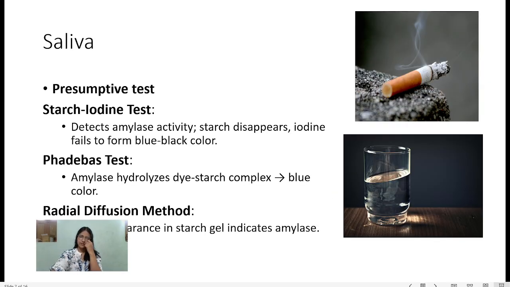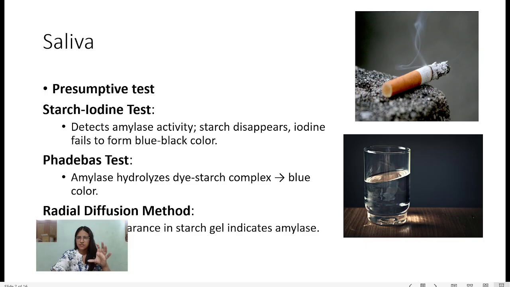Next body fluid is saliva. Saliva, as you see in the pictures, is actually most important evidence where cigarette butts or a glass cup is used, because the saliva can be present on these things because we use it by our mouth. So the presumptive test of saliva is the starch iodine test.